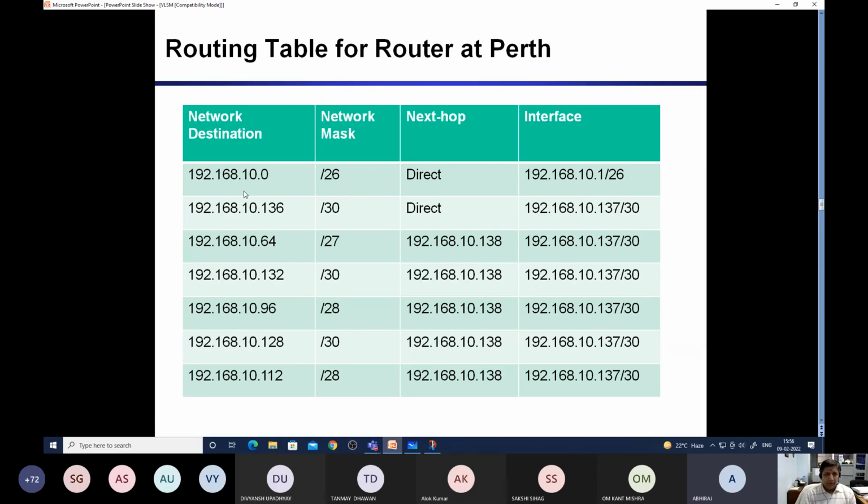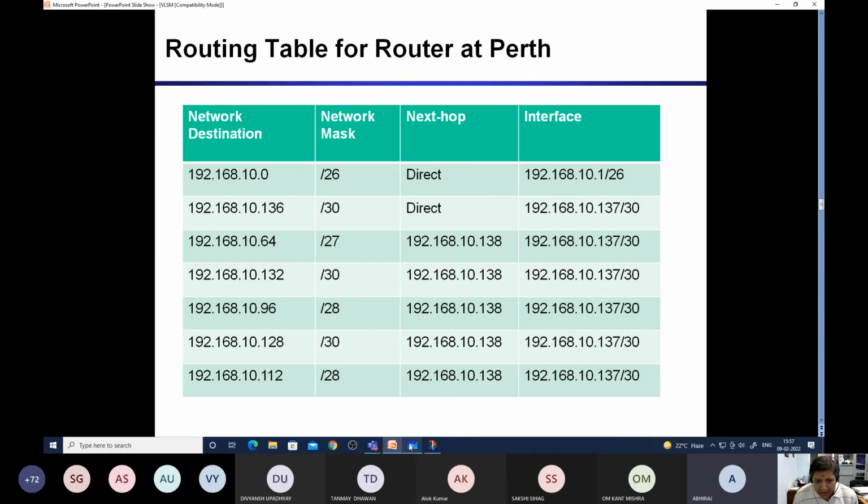So obviously, from Perth, we can reach 10.0, 10.136, 10.64, 10.132, all the subnets which are reachable. And then write the corresponding subnet mask. You can write in form of slash notation or in form of 255.255 dotted notation. So as you can see that this is the wired network /30 which is reachable, wired network /30 reachable, wired network /30 reachable, and then /26/27/28/28, all these networks are reachable.